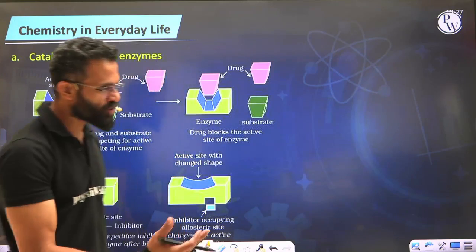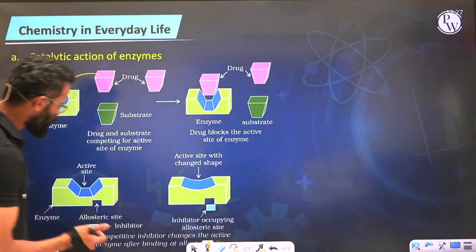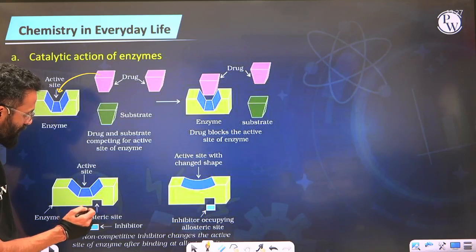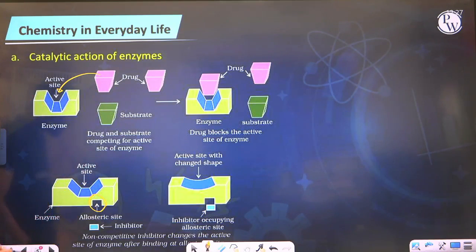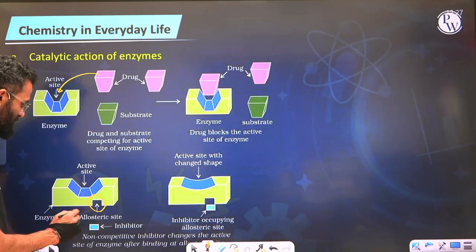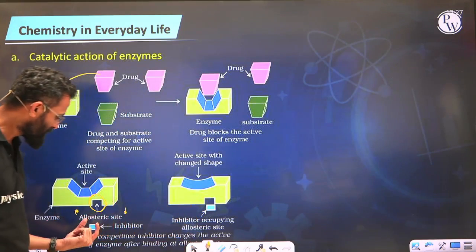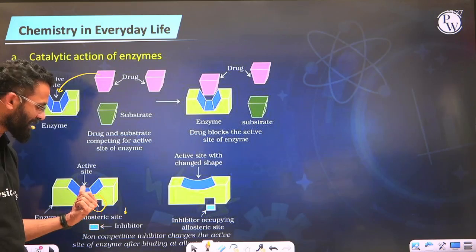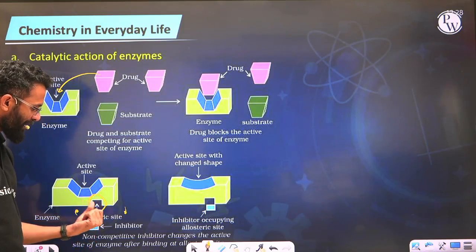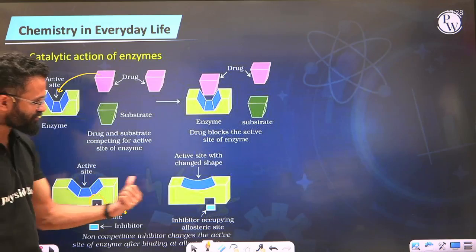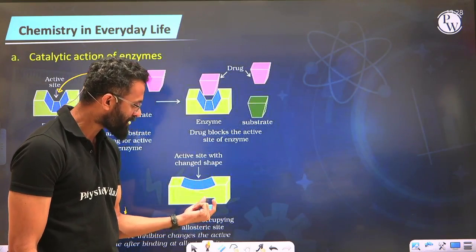Now see, not always does the drug directly compete with the substrate and get accommodated in the active site. Sometimes those drugs get accommodated in some other part of the enzyme. You see here, let's say there is one more part in the enzyme which we are calling the allosteric site. So now we ate some drug or medicine. That medicine got accommodated in this allosteric site, not at the active site. But when this medicine gets attached to the allosteric site, it changes the shape of the active site. You see, the shape of the active site has changed because the drug has been accommodated in the allosteric site.